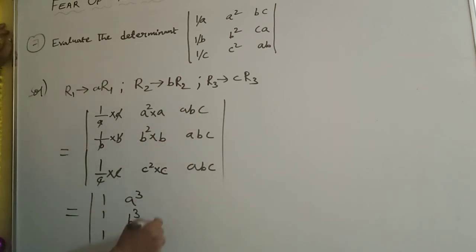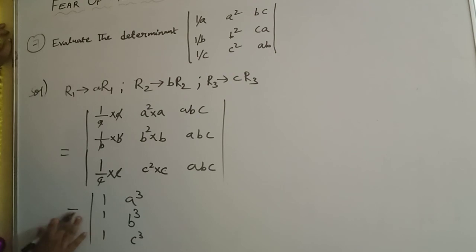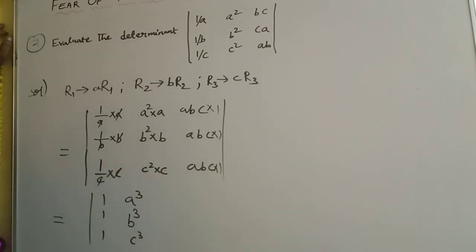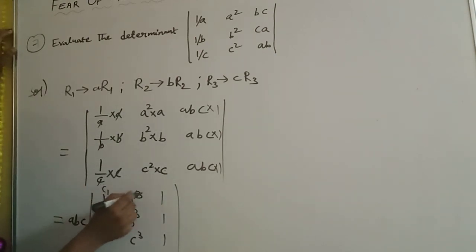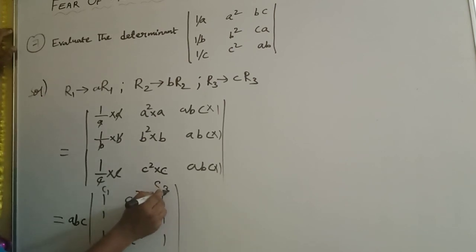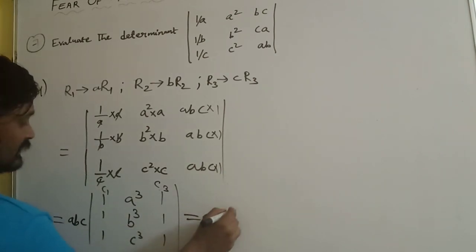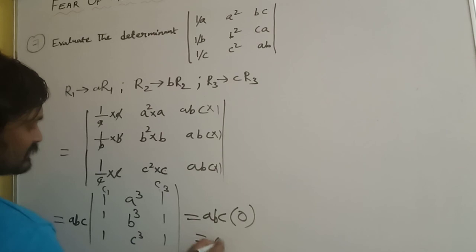Now abc, abc, abc. See, in all the places abc is there. So according to the property, one row or one column having this, we take it common. So now abc common. 1, 1, 1. So now here column number 1 and column number 3 are identical, so this becomes abc into 0, that is nothing but 0.